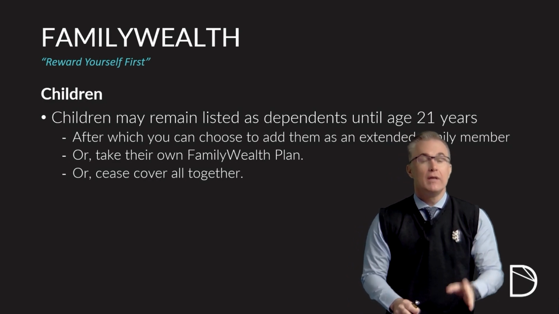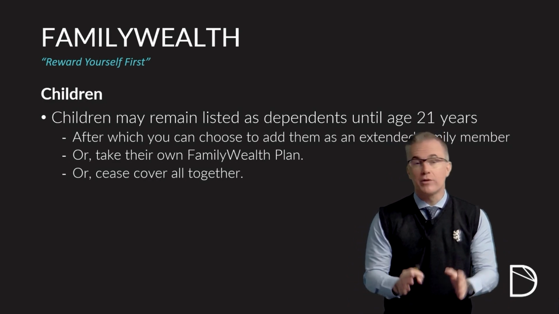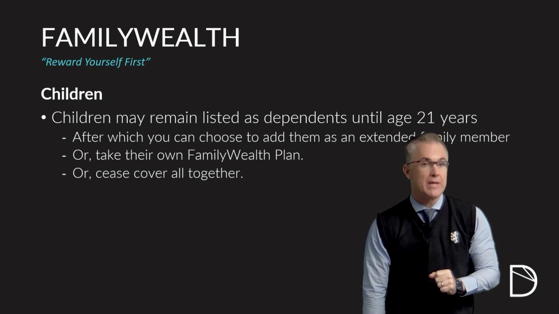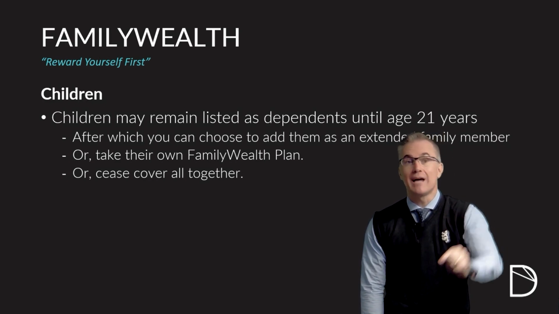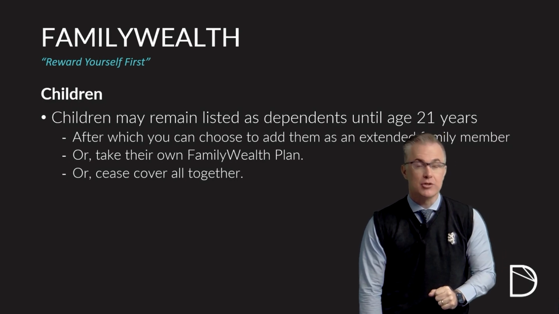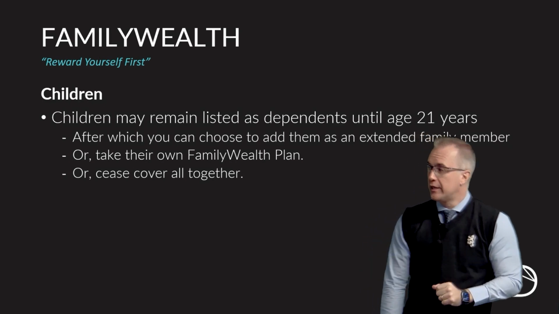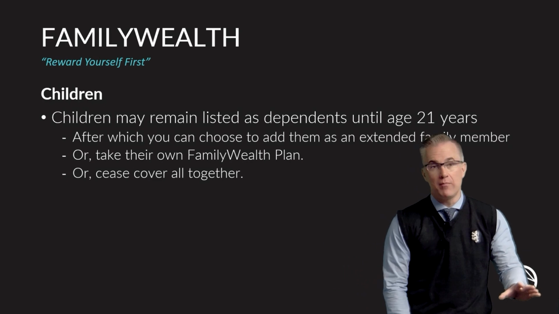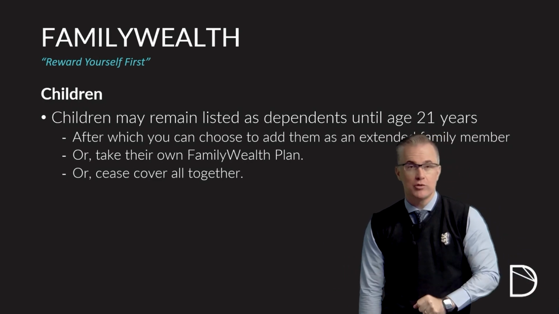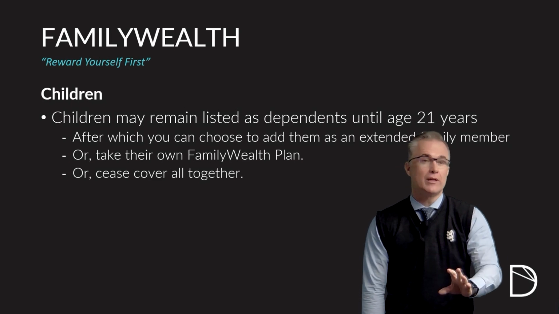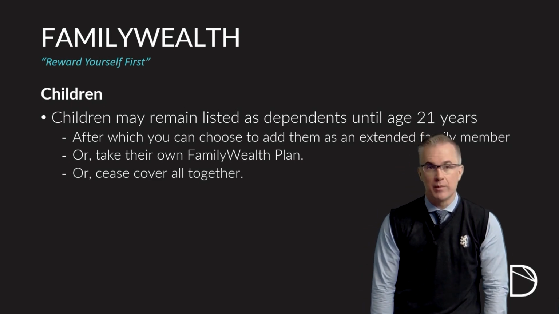After 21, you will be given 3 options on what to do with this child. Remember to select the option when you're completing the application form or contact our client service team before your child reaches 21 years of age. The 3 options you'll be given is either that your child is added as an extended family member to your base plan when they turn 21. In other words, a premium based on their age and gender will be calculated and added to your monthly premium.